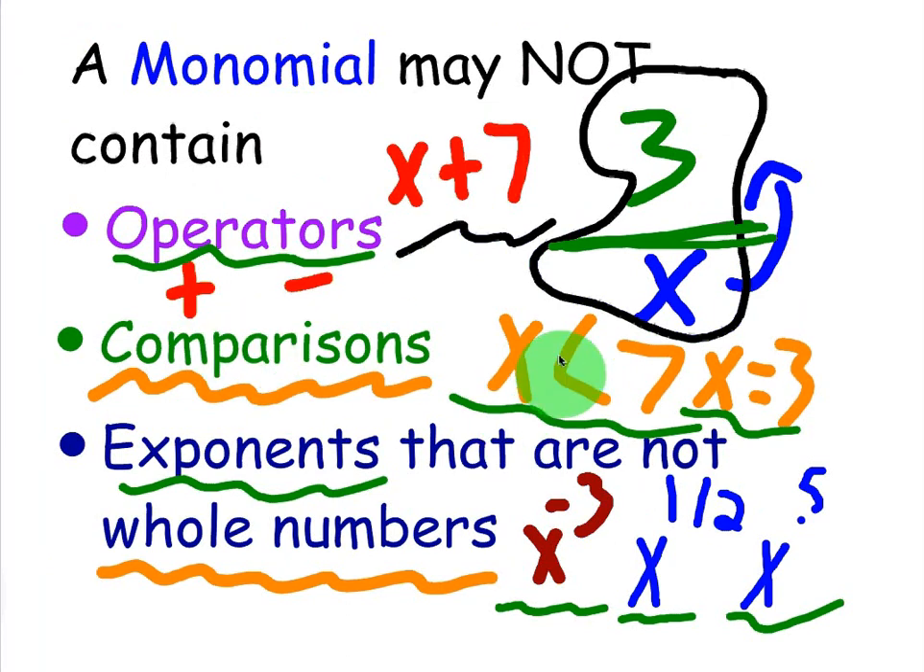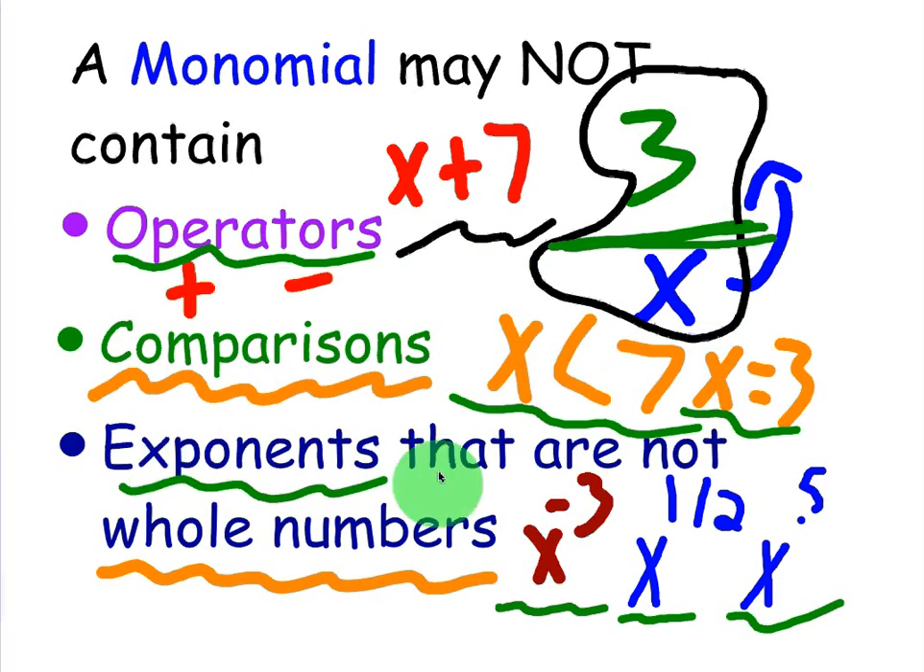Comparisons. So for example, x is less than 7. Now we're getting into an inequality. Yes, x is a monomial and 7 is a monomial. But when you put the less than sign there, it's comparing two things. It's not a monomial. x equals 3, that's an equation, right? That's also not really a monomial because of that equal sign. 3/x, not a monomial. We'll talk about that later, but basically that becomes x to the negative 1, which is not a whole number exponent.